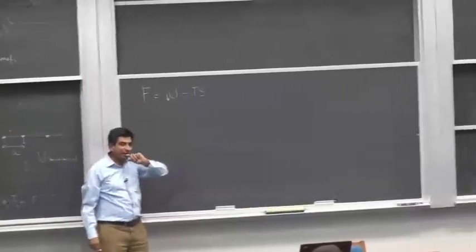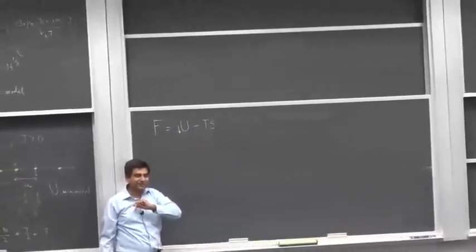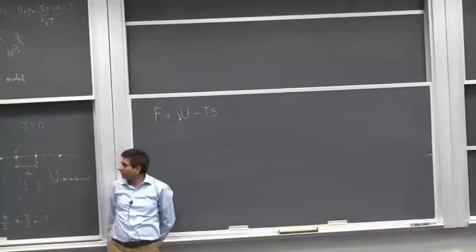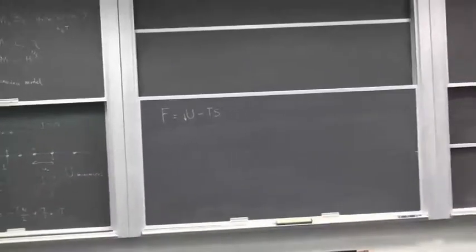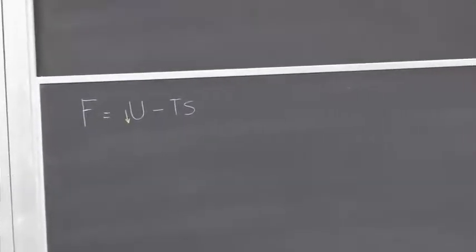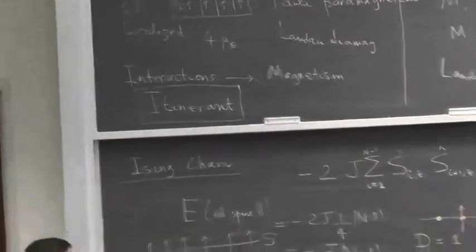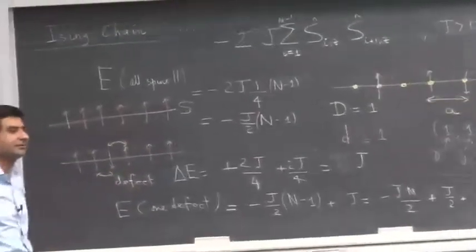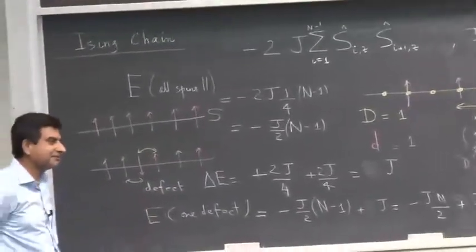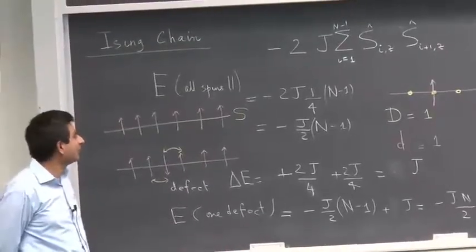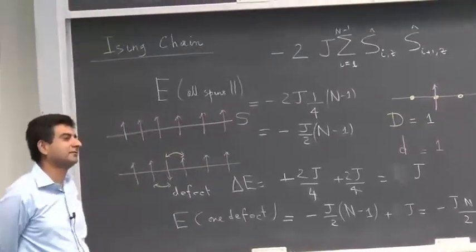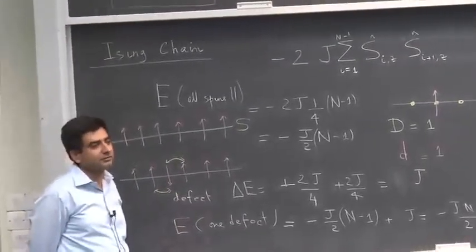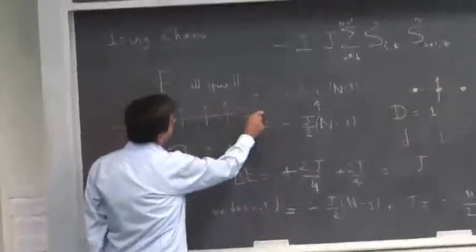However, we have to take into account the entropy of the system as well. Now what's the entropy of this state over here? What's S for this configuration? Have you read statistical mechanics? What's the multiplicity here? 1. So what's entropy? 0. It's a pure state.